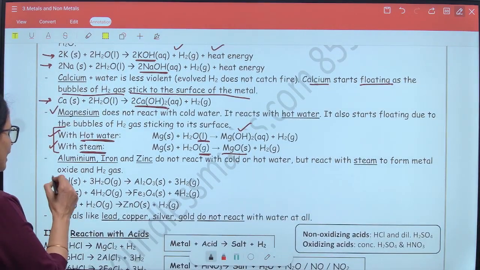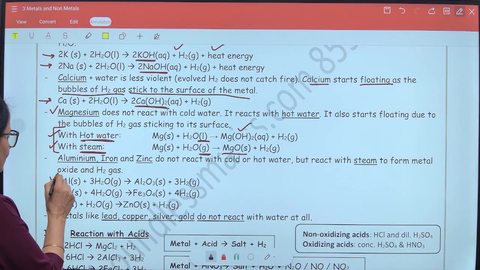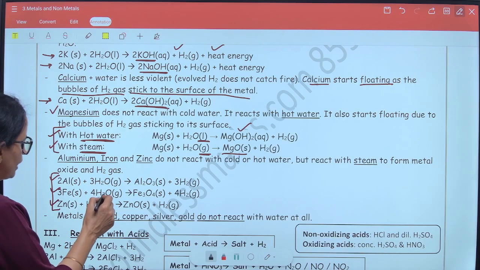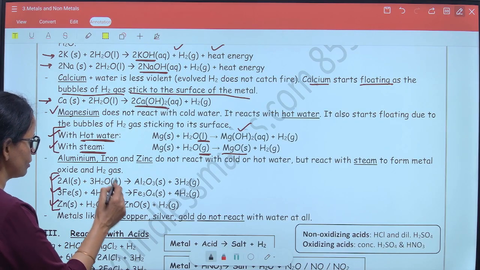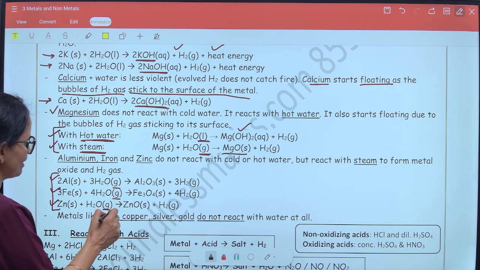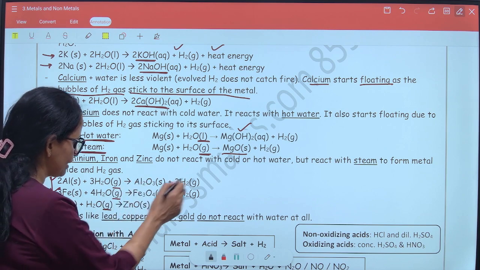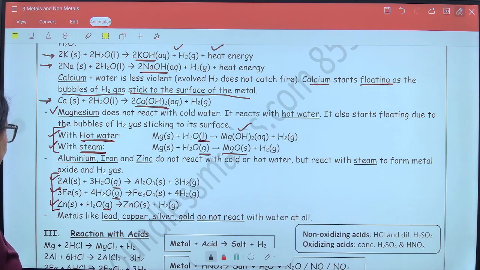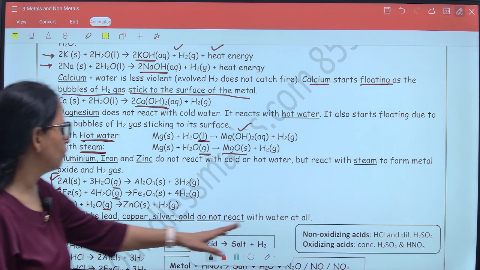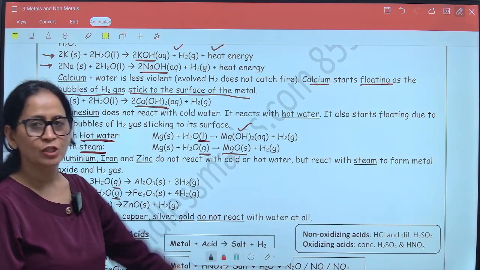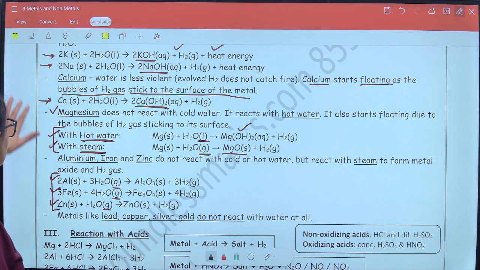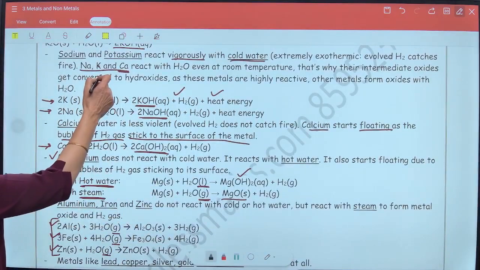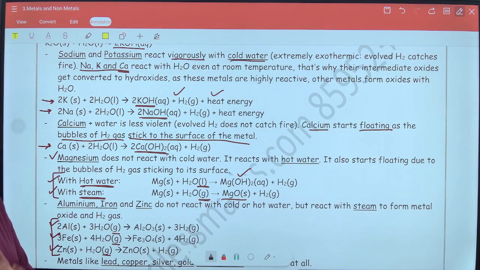If you look at aluminium, iron and zinc, all these three metals react with steam, so water in the gaseous state, and they form their corresponding oxides and hydrogen is released. Metals like lead, copper, silver and gold do not react with water at all. So are you able to relate it to the reactivity series again? Sodium and potassium react vigorously, even catch fire with water.